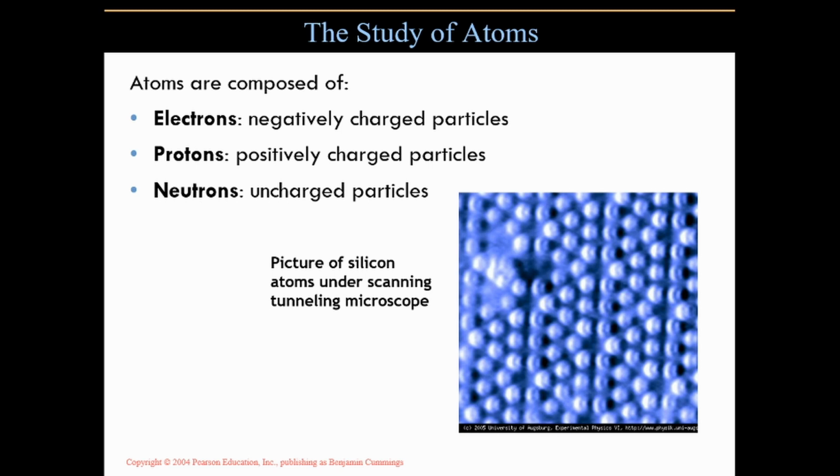And this is a picture by what's called a scanning tunneling microscope of silicon atoms. A number of them are arranged, and you can see a very regular repeating pattern of these atoms forming the element silicon. So those are the three basic components of an atom. And then protons are subdivided into further smaller particles as well that we don't need to get into. That's beyond the scope of this discussion.